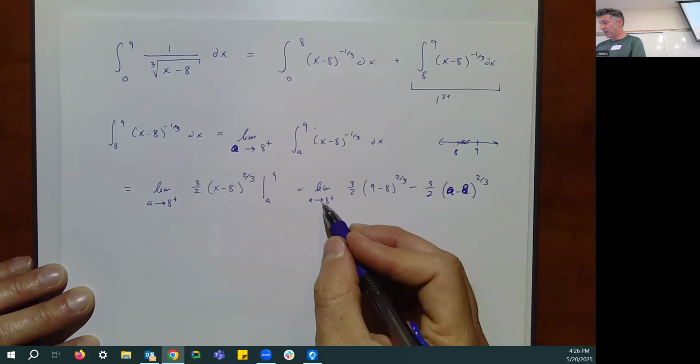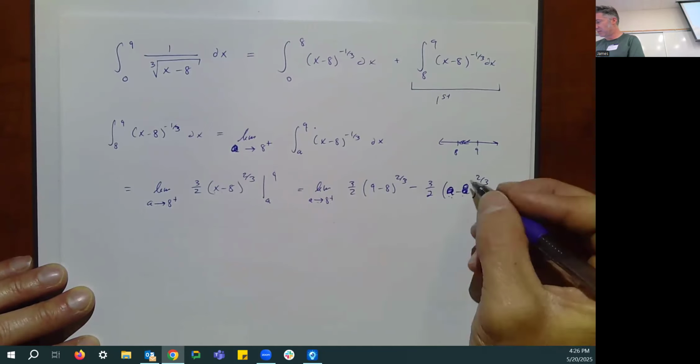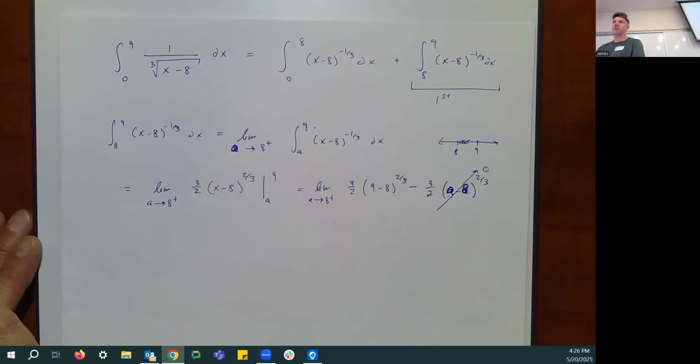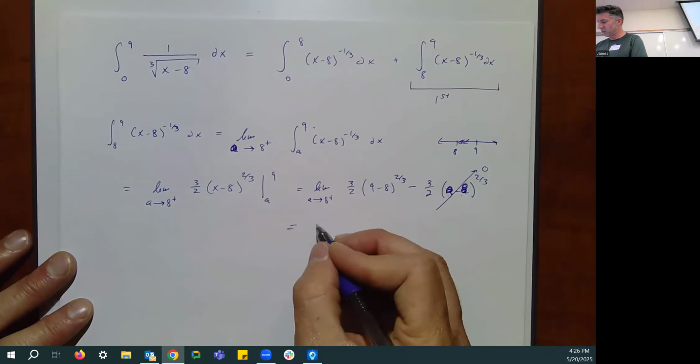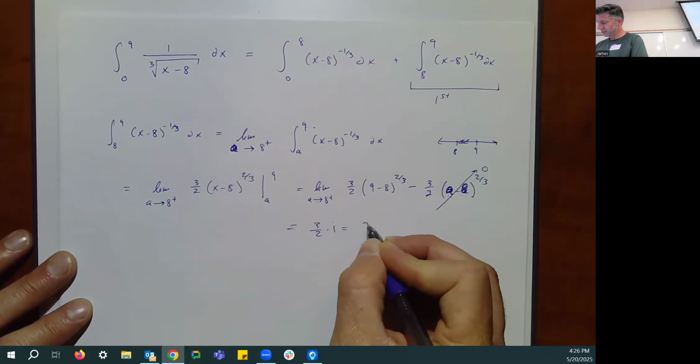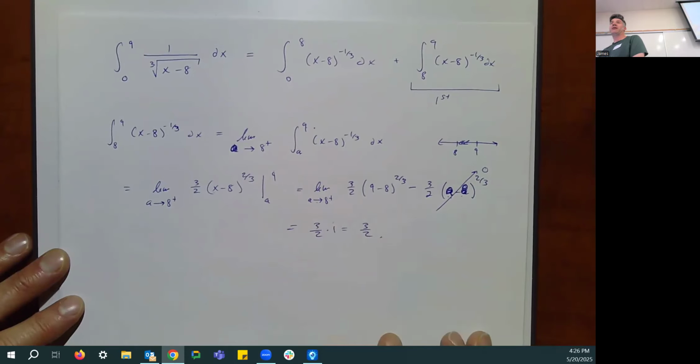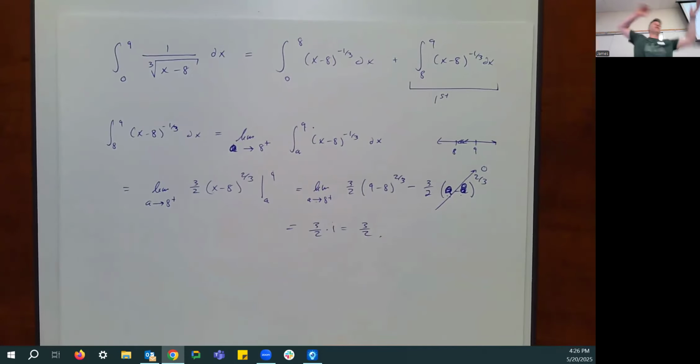So when I plug in a going to 8, 8 minus 8 becomes 0, and 0 to a positive power is still 0. So we end up getting 3 halves times 1. And then since that converged, we now have to do the other one too.